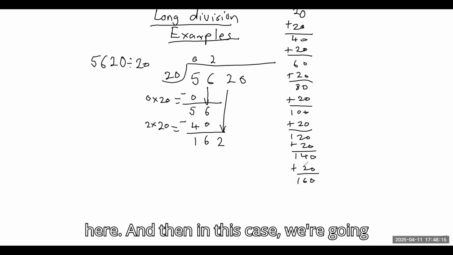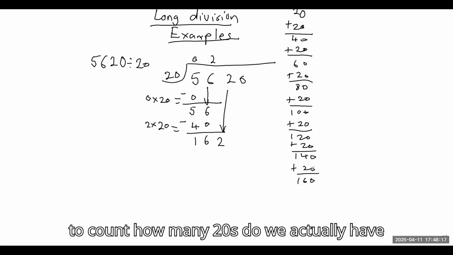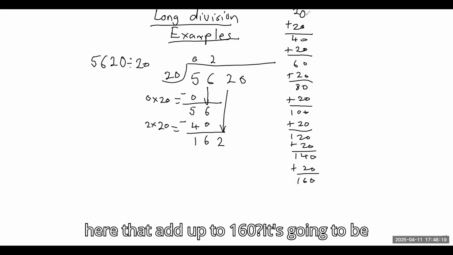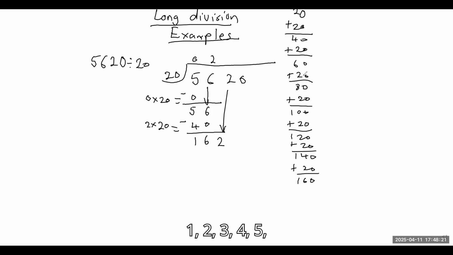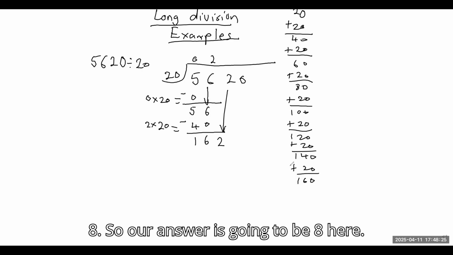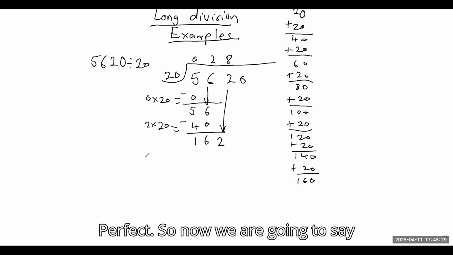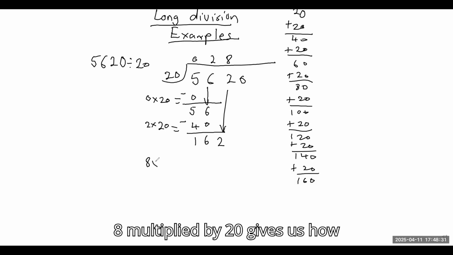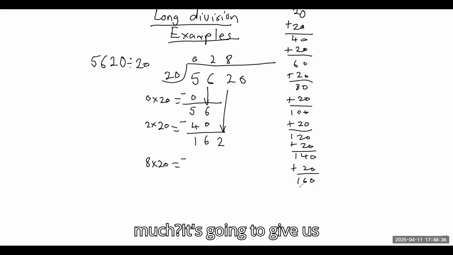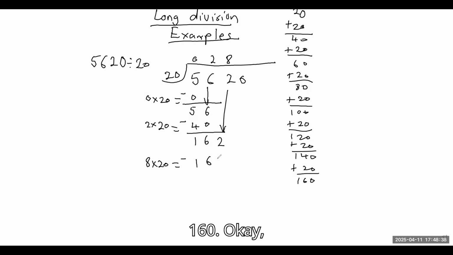And then in this case, we're going to count how many 20s we actually have here that add up to 160. It's going to be 1, 2, 3, 4, 5, 6, 7, 8. So our answer is going to be 8 here. Perfect. So now we are going to say 8 multiplied by 20 gives us how much? It's going to give us 160.